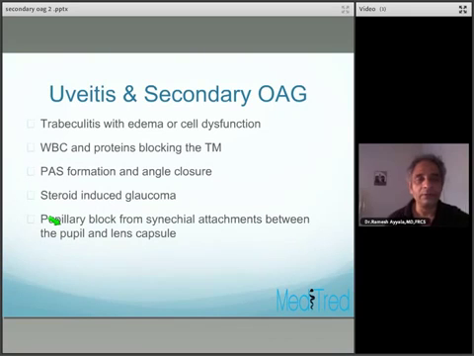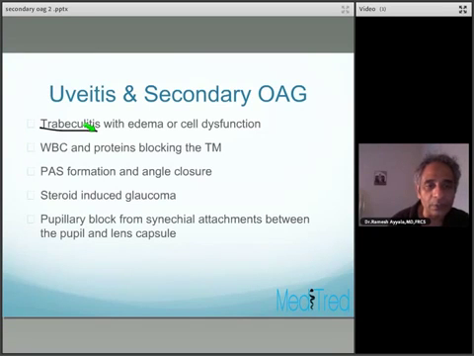Let's move on to the second category for discussion today, uveitis and secondary open angle glaucoma. This is a fairly big topic, and I'll try and highlight those aspects that are relevant for board review purposes and also for you to gain a basic understanding. The mechanisms of uveitis causing glaucoma are multiple. Trabeculitis, which is inflammation of the trabecular meshwork itself, can lead to edema and cell dysfunction, causing glaucoma.